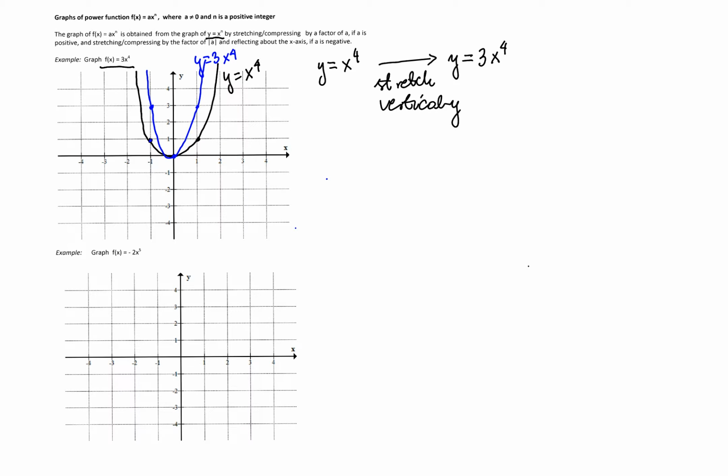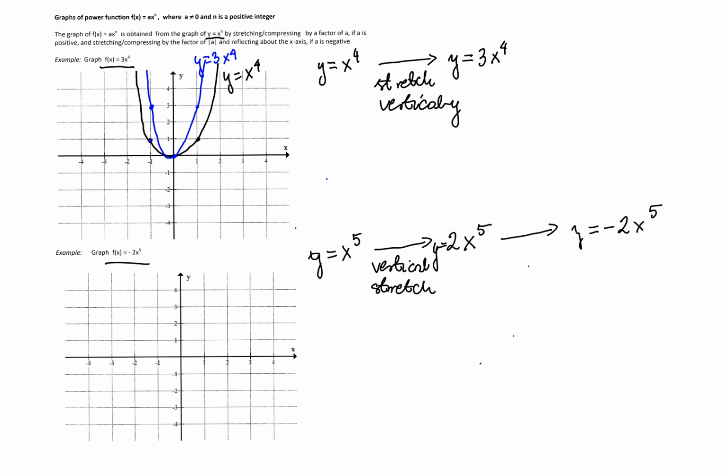Now for the function -2x to the 5th, we'll start with the graph of the basic function, which is here x to the 5th, and then we'll stretch it 2 times, so we'll end up with y equal 2x to the 5th, and then we'll reflect it about the x-axis to get the -2x to the 5th. So this is the vertical stretch, and the other transformation is reflection about the x-axis.